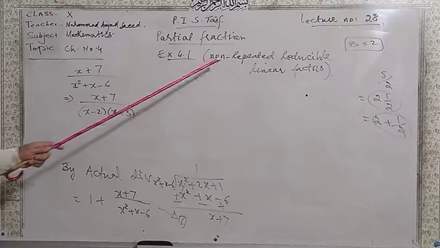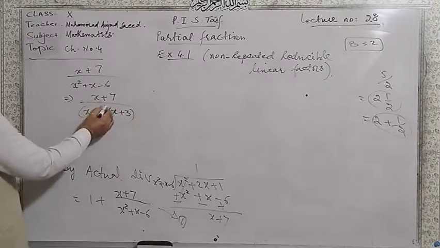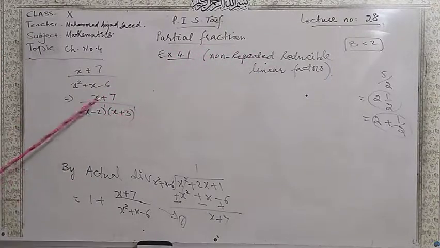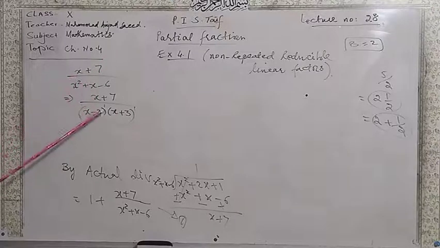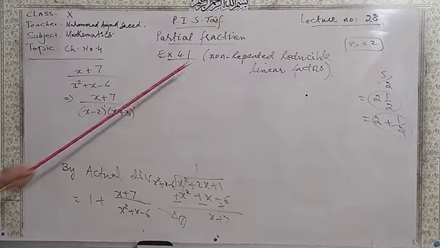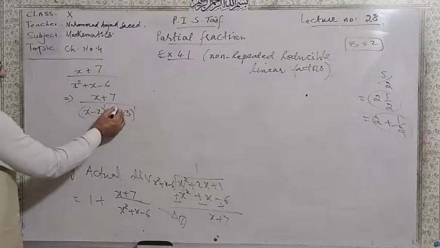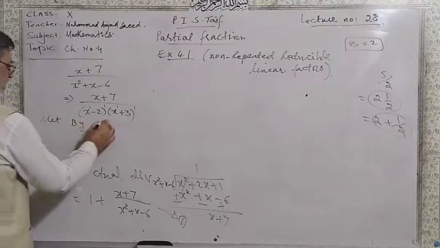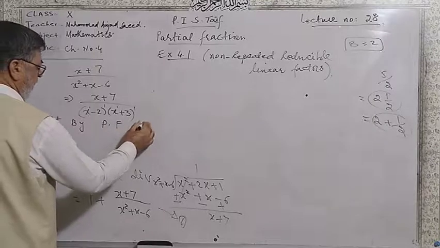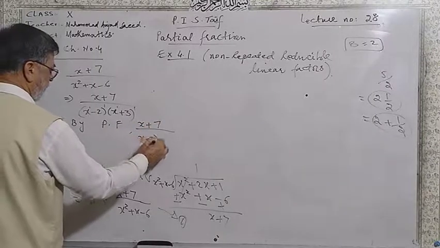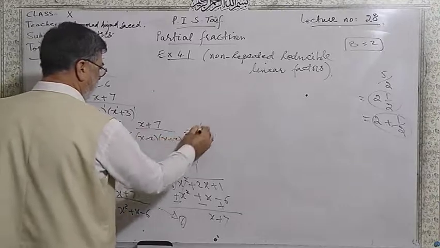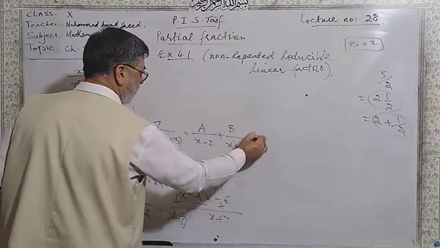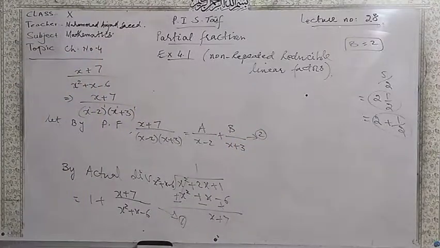This is non-repeated, because the power of the brackets is 1 and 1, and reducible means it can be further simplified if you have power 2. This is reduced to two linear factors. Linear means the maximum power of the variable is 1. So let the partial fraction be x plus 7 over x minus 2 into x plus 3 equal to a over x minus 2 plus b over x plus 3. That is your equation number 2.